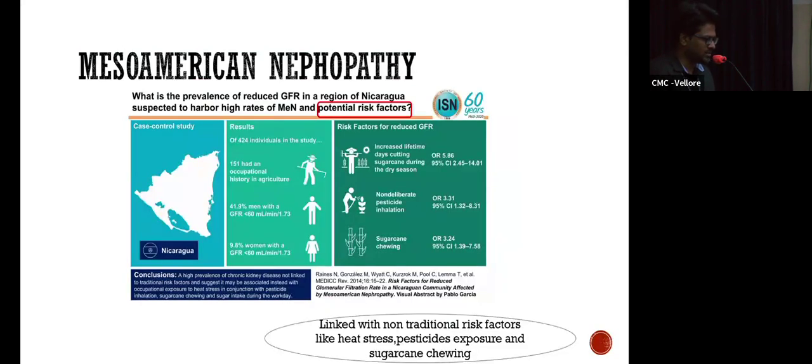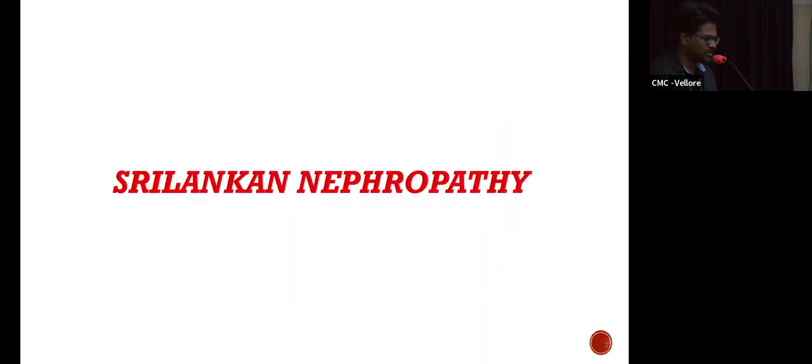So this is another paper which studied the potential risk factors. The non-traditional risk factors were heat stress, pesticide exposure, and sugarcane chewing. So that's all about Mesoamerican nephropathy.